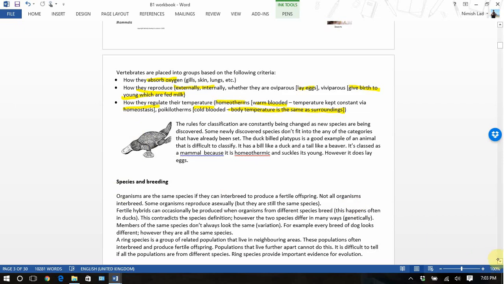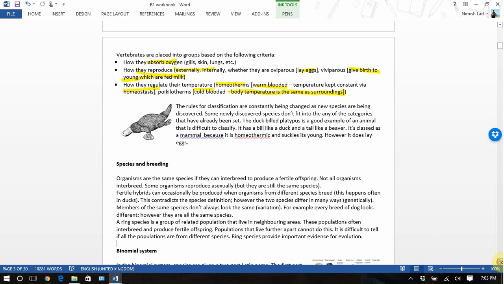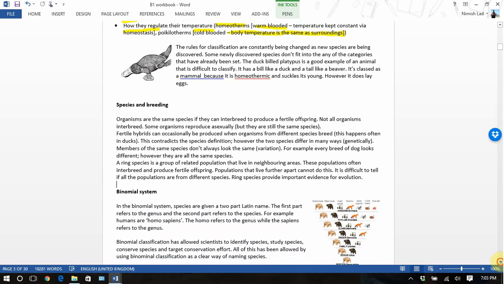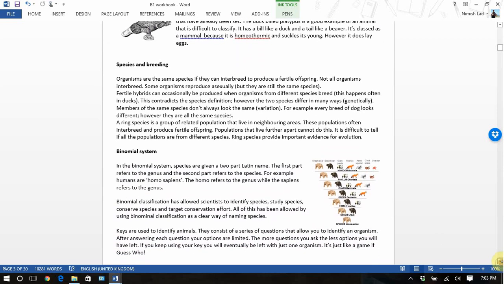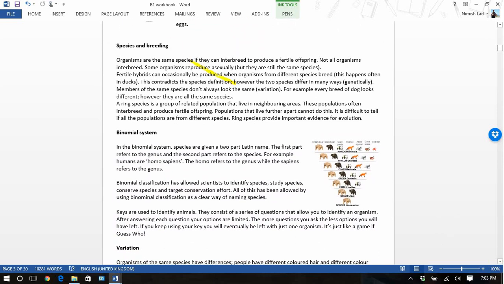When we get onto species and breeding, we can start thinking about how sometimes, again, these areas are muddied. Sorry, I didn't mean to do that mark there. Let's get rid of that.